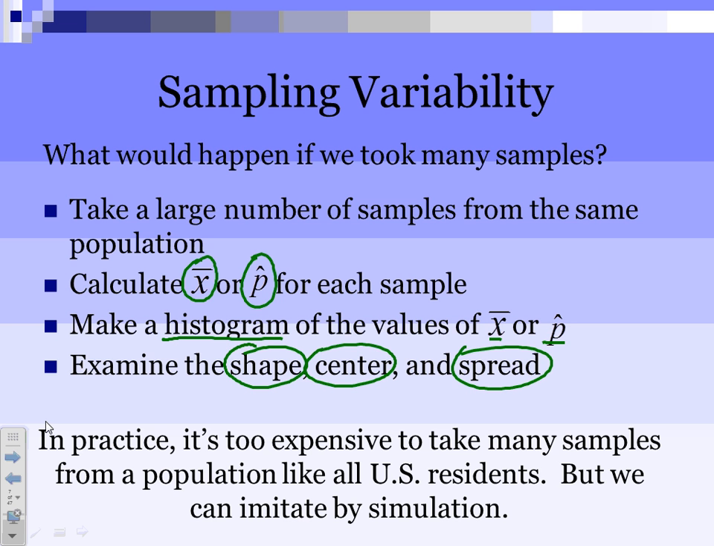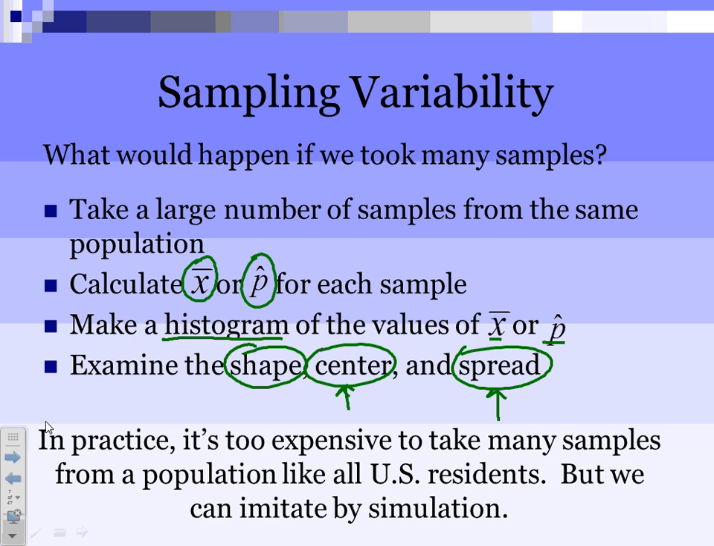And at this point you might want to make a conjecture about what that would look like. Do you think it would be skewed one way or the other? Do you think that it would be roughly symmetric or maybe even approximately normal? What about the center? Is it going to be close to the true population mean or proportion? How about the spread? Is it going to be very widely spread? Does the spread change based on how large our sample is?